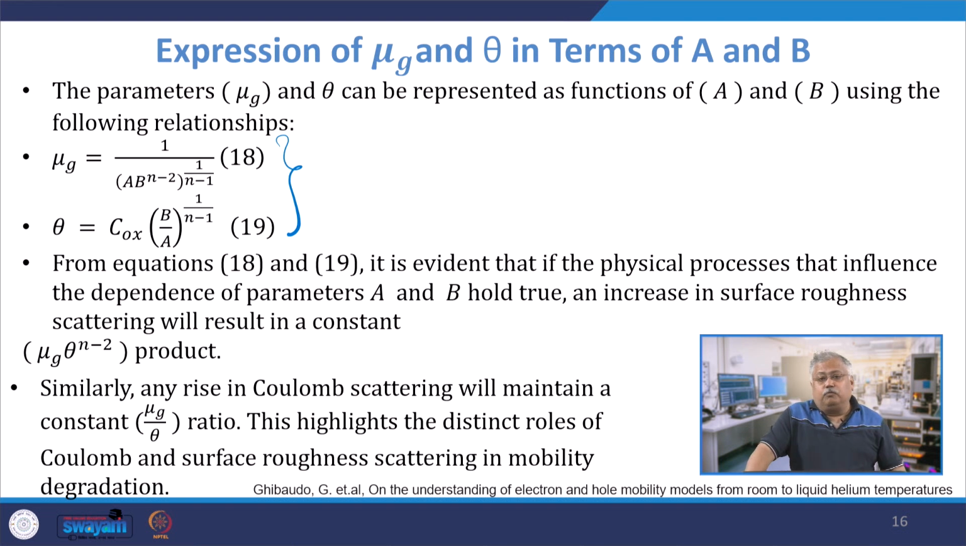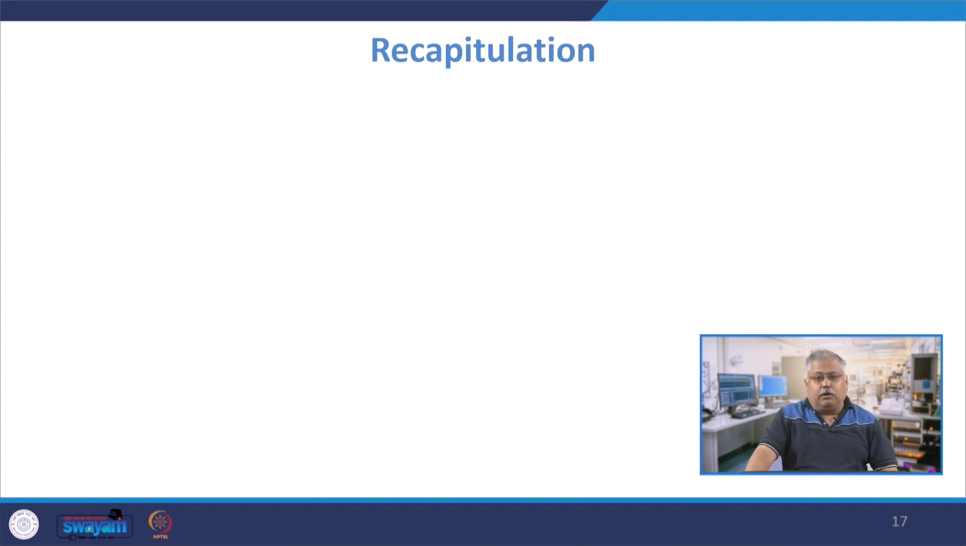The last point to be maintained here is that if there is a large increase in the Coulombic scattering, they will try to maintain the mu g by theta ratio constant. Why? Because with higher scattering, theta will fall down and mu g will also fall down, so the ratio remains constant. What we have highlighted therefore is that the various factors, Coulomb, phonon and surface roughness scattering, are applicable at cryogenic temperature at various intermediate cryo, low cryo and higher cryo, and therefore, a generalized formula can actually be extracted from all this discussion, which I have already shown to you in our previous slide.